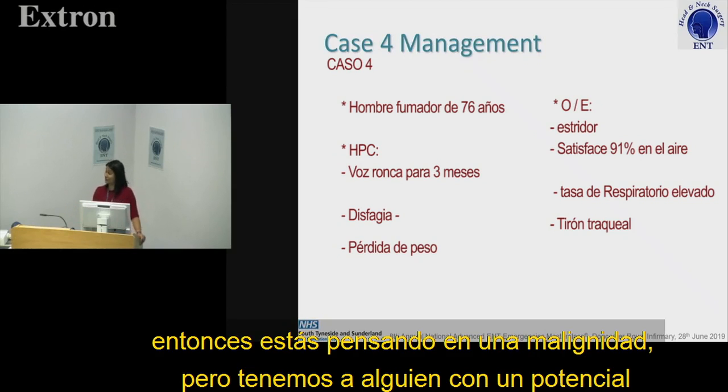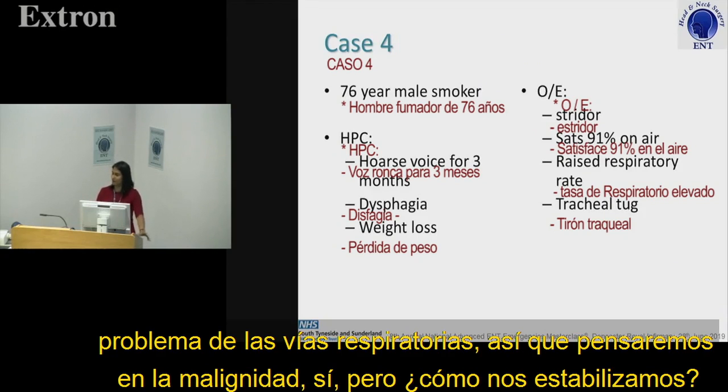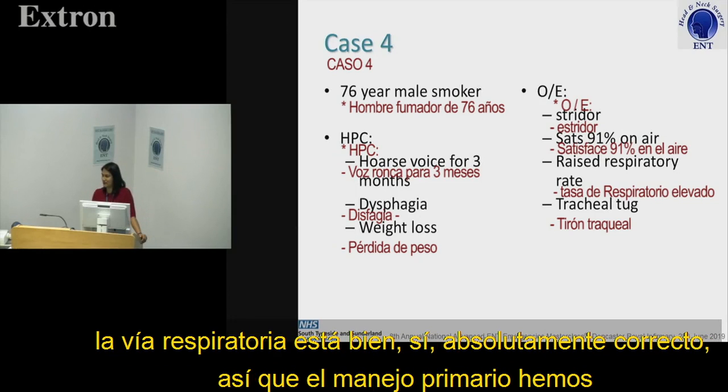So you're thinking of malignancy, but we've got somebody with a potential airway problem. So we'll think of the malignancy, yes, but how do we stabilize the airway? Same way with ABCs. Okay.